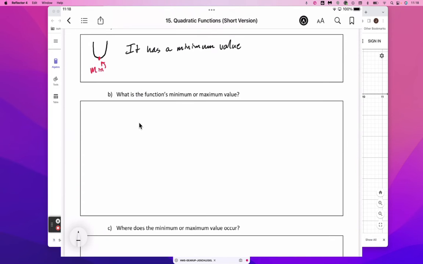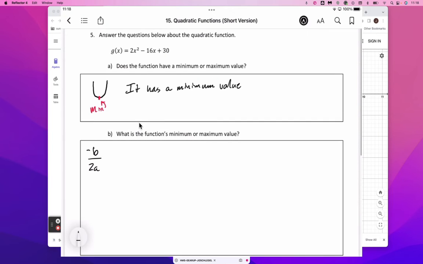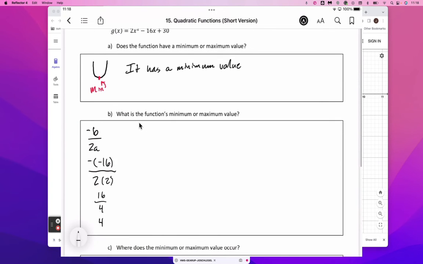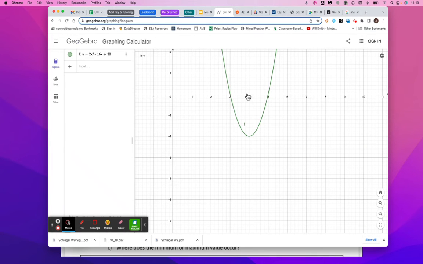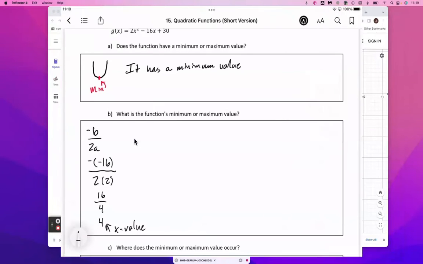So what is the function's maximum or minimum value? Well, the way to determine that is to find the vertex. So we use -b over 2a. -b, we have -16. 2a, we have our a value is 2. So we get a positive 16 over a positive 4. 16 divided by 4 is 4. We need to remember that that is our x value. And we can see on the graph that I am using as an example that our minimum value or our vertex does occur when x is equal to 4. It's going to land at the point for -2. And we'll see that in just a moment.